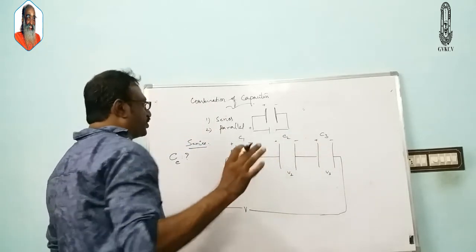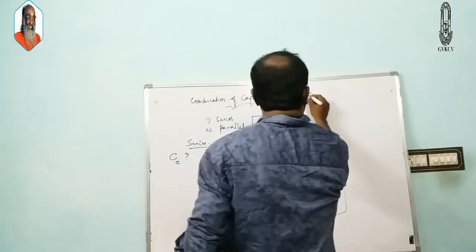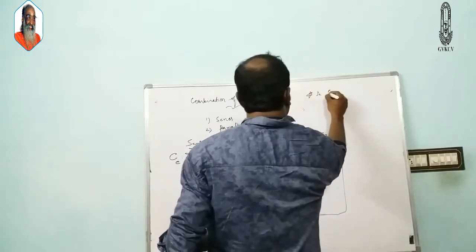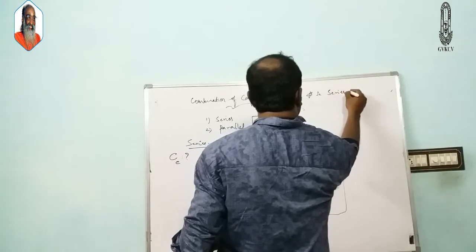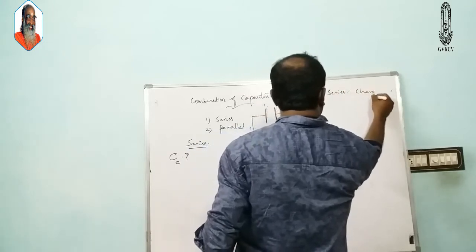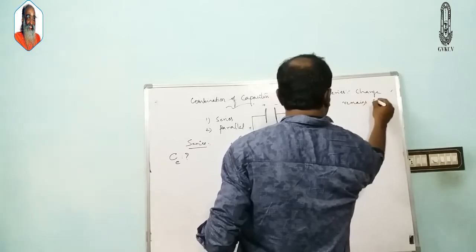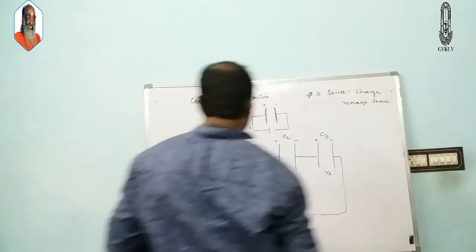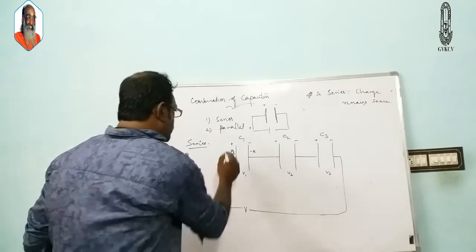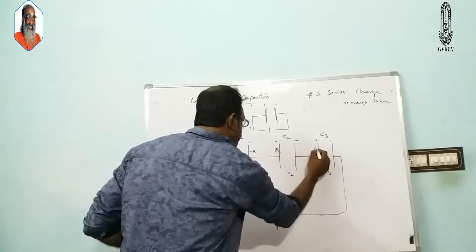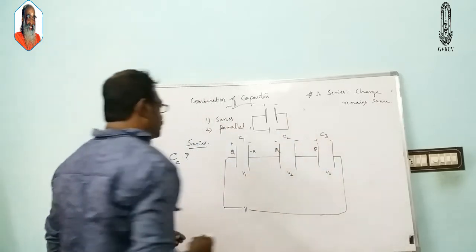This is a very important point. So in series combination, charge remains same. Charge remains same. So now if it is plus Q, this will be plus Q, and this also will be plus Q, and this will be minus Q, and so on.